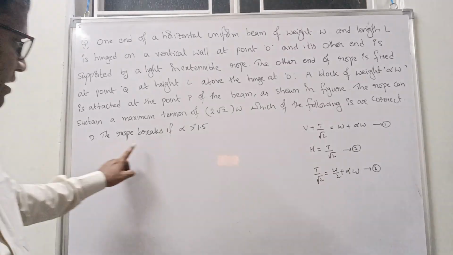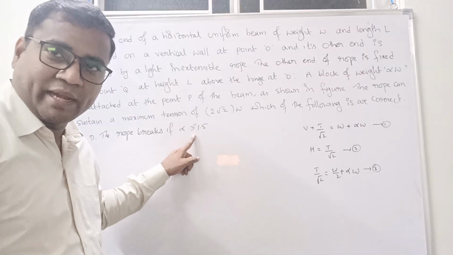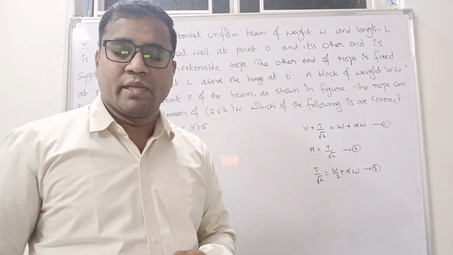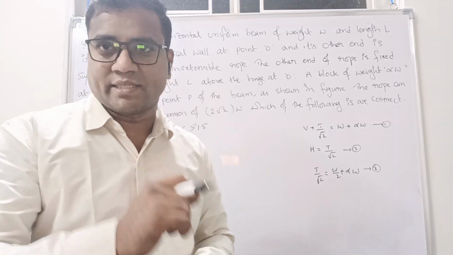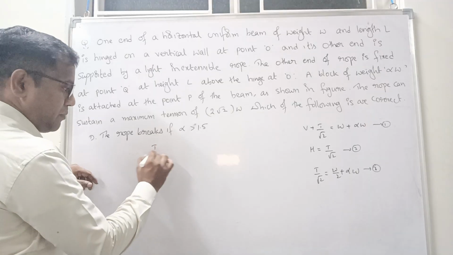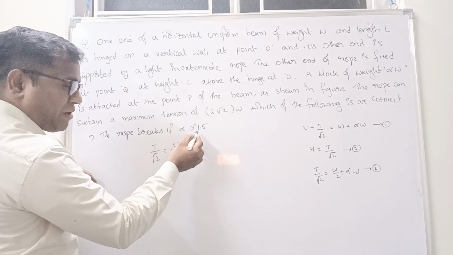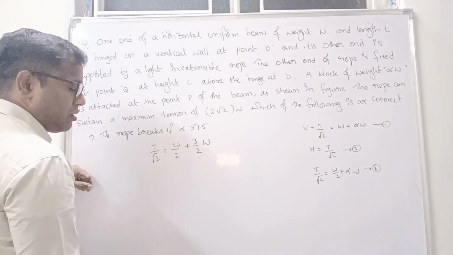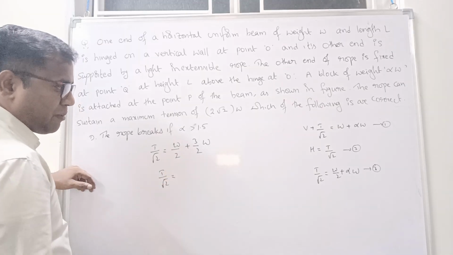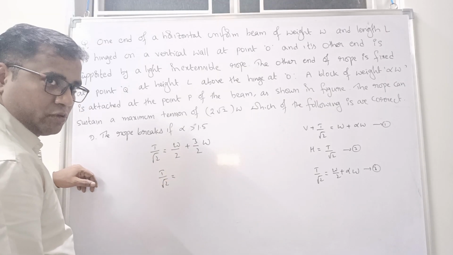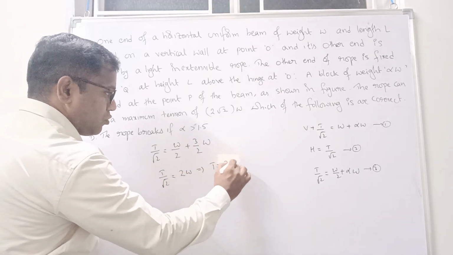See the last one. He's saying that the rope breaks if alpha is greater than 1.5. So first, what we'll do is find out the value of tension at alpha is equal to 1.5. Again, T by root 2 is equal to W by 2 plus alpha, 1.5, which means 3 by 2 into W. So T by root 2 is 1 by 2 plus 3 by 2, so 4 by 2, which means 2W. That means T is equal to 2 root 2 W.